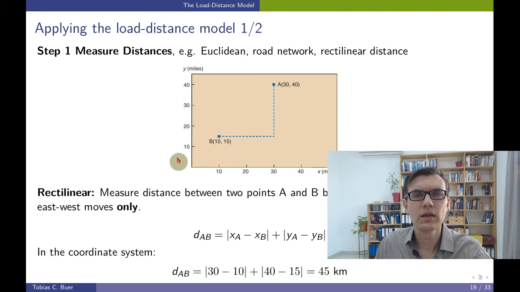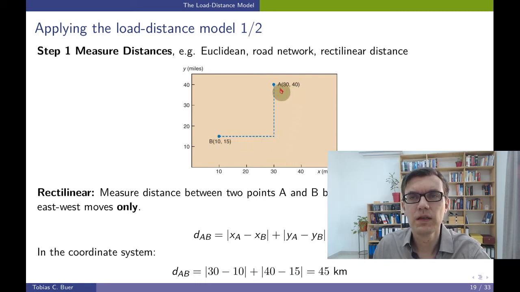So look at this map from the bird's eye point of view. We have here the x-axis. The distances on the x-axis are given in miles because this graphic is from an American textbook. We have here the y-axis, and the distances are also given in miles. The point B is 10 miles on the x-axis and 15 miles on the y-axis.